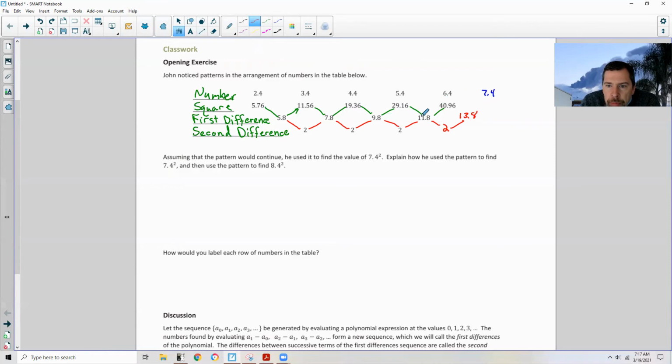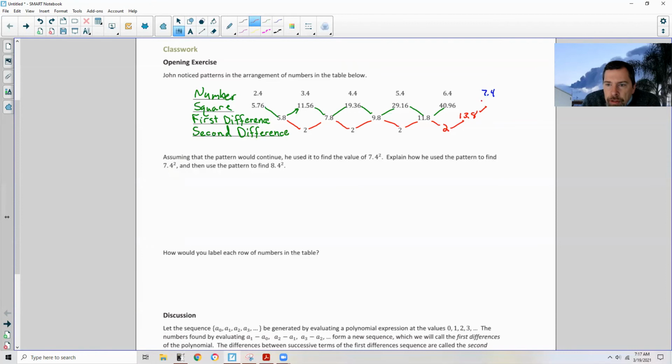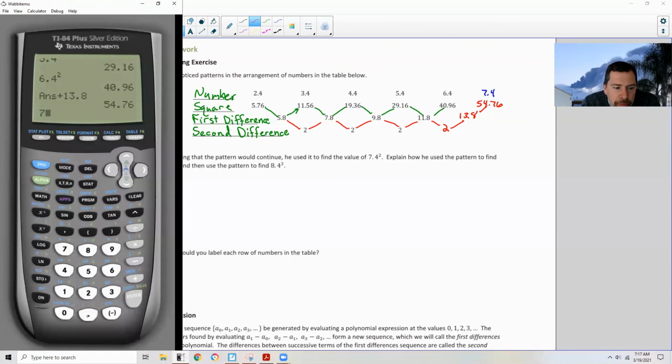Well, 29 plus 11 gave us this. So 13.8 added to 40.96. So if I just say plus 13.8, that gives me a value of 54.76. So this number here would be 54.76. So then if I check that, 7.4 squared should equal that. And it does. So what did he do?